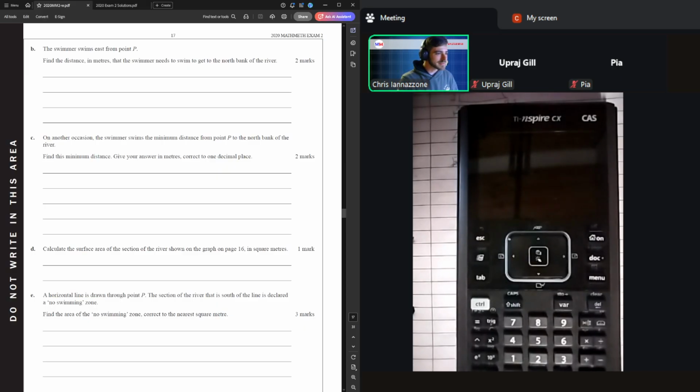My solution's actually cut off at this stage. They are still under development.